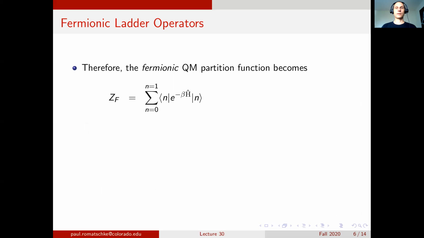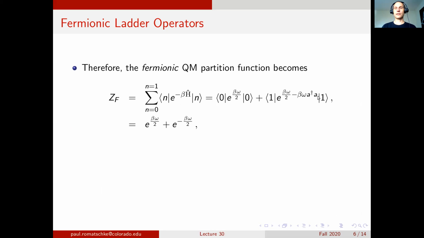As a consequence, we can write down the fermionic quantum mechanical partition function as a sum over energy eigenstates 0 and 1 of the expectation value of the Hamiltonian. Plugging in the explicit form of the Hamiltonian, we find that this is given as just two terms, namely the expectation value with respect to 0 and 1. And furthermore, if we assume that these states are normalized, we find that the first term just gives e to the beta omega over 2.